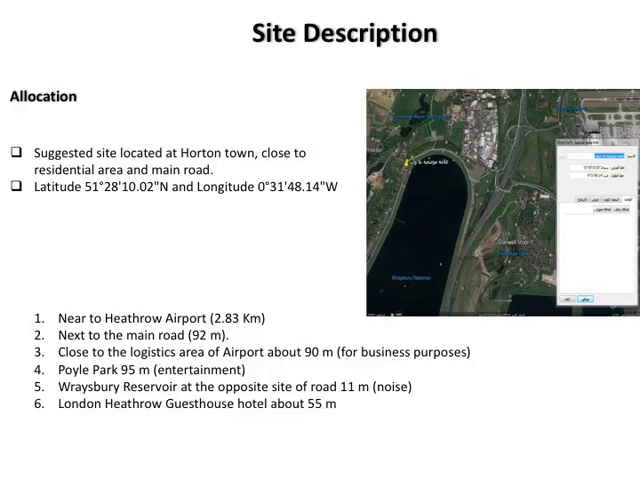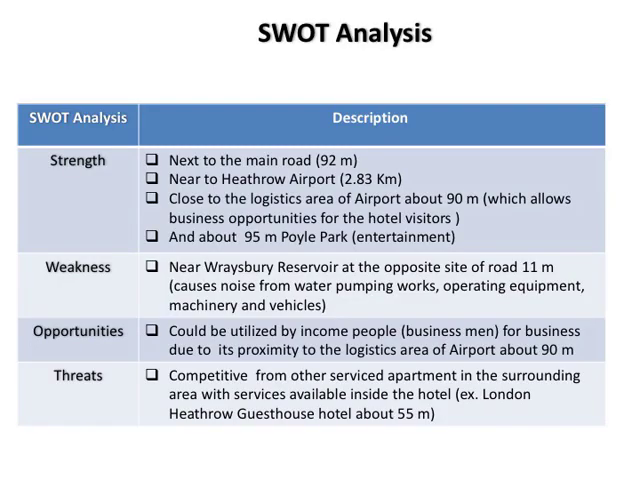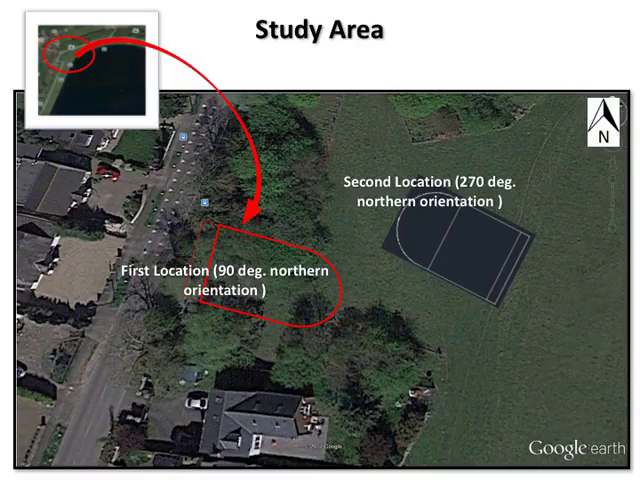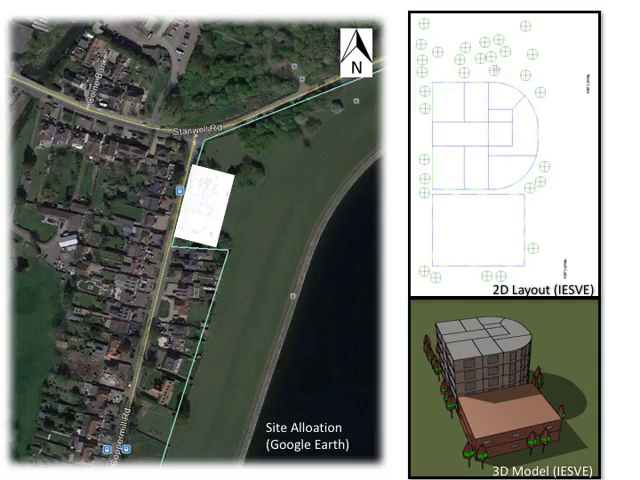First of all, we conducted the London model, and the location selected was Hatton Cross, which is 2.8 km away from Heathrow Airport. The area is mixed use with lots of residential districts and is considered very green compared to the Dubai case. It is also close to the logistics area of the airport, about 90 meters away, and this allows for better business opportunities for the hotel visitors. It is about 95 meters from Boyle Park, as well as very near the vicinity of Raspberry Reservoir Lake.